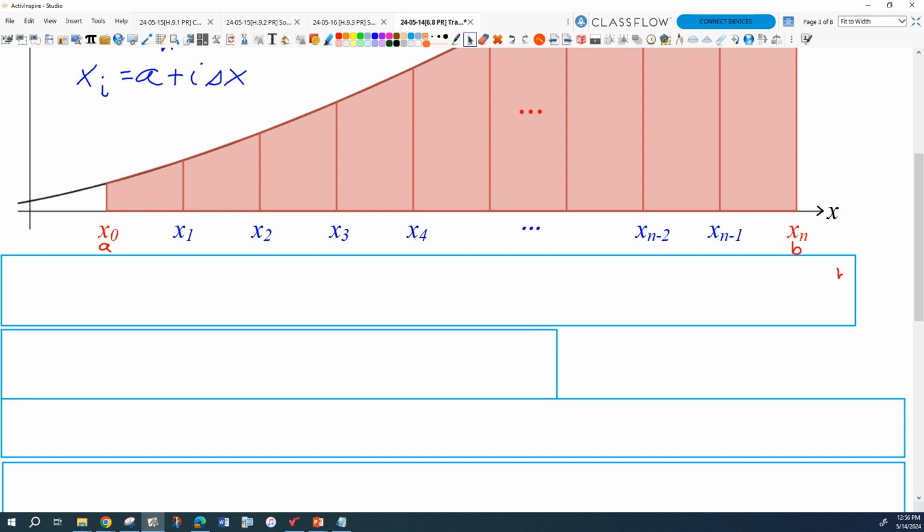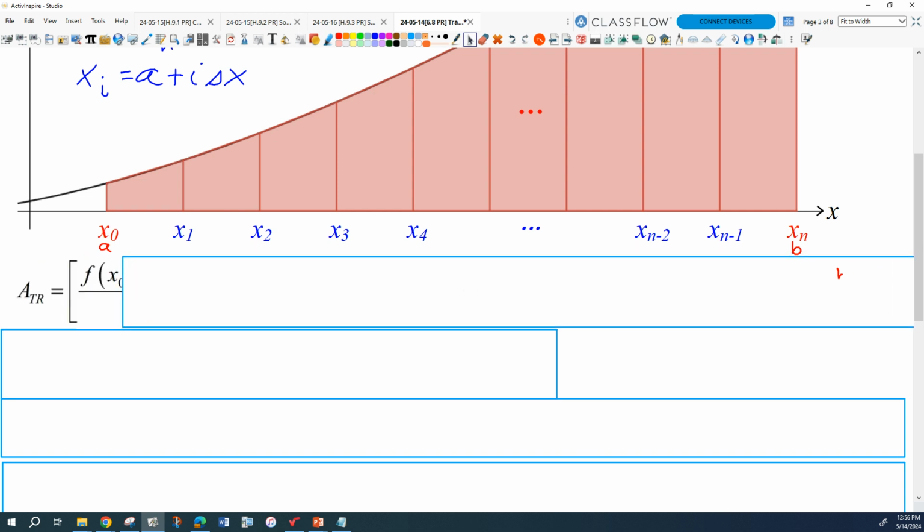Well, if we want to add up all these trapezoids, let's do that. So the first trapezoid is just going to be that, isn't it? I have to average the two heights. So that's going to be the value of the function at x sub 0, or A, plus the value of the function at x sub 1, divided by 2. That's the average height of the left and right edge of the first subinterval, agreed? Times delta x. What's the second one going to be?